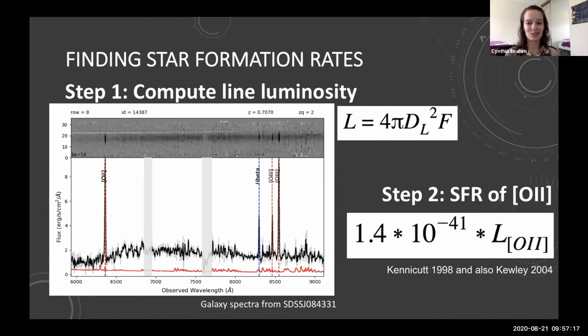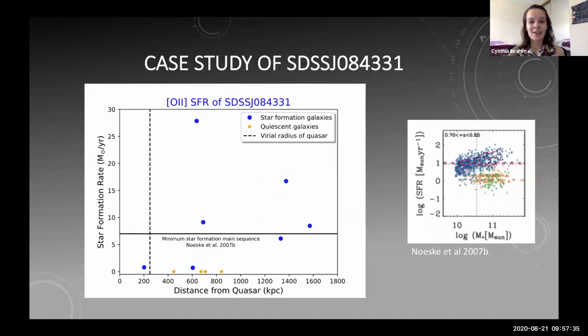And this is meant to just highlight the wealth of information that we gain from looking at optical spectroscopy. It enables us to detect emission lines such as oxygen 2, oxygen 3, H alpha, and H beta. Now, specifically, let's look at our case study of this specific field from SDSS, and that's the 084331. We investigated many different galaxies in this quasar field using HST/ACS imaging and the LDSS3 spectroscopy.